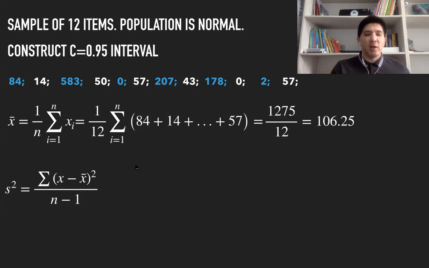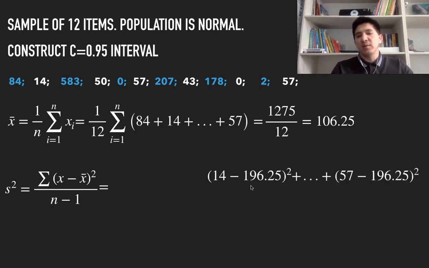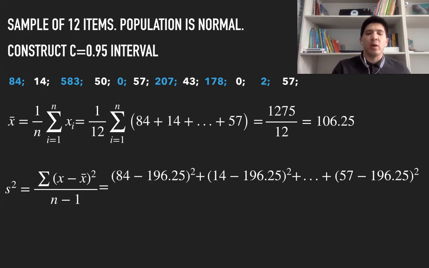right? So in order to do this, once we found the mean, we need to subtract the mean from every item in our sample and take its square. For example, 84 minus 106.25, or 14 minus 196.25, or 106. I think it should be 106. There is a typo here. 106.25 squared, and so on. We have to do this for all of these items. We take every item from our sample, we subtract the mean, and take the square.